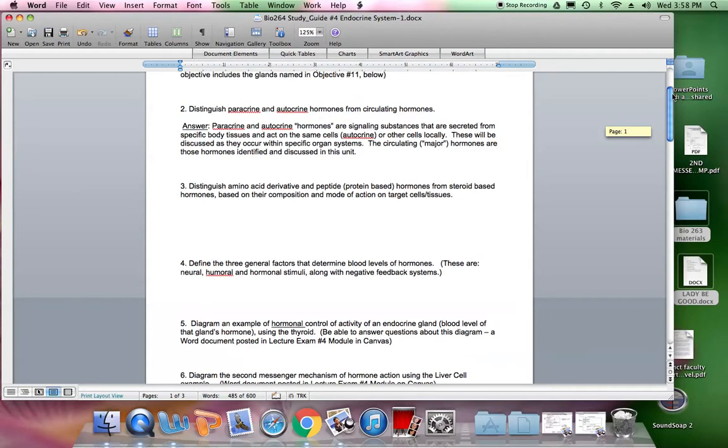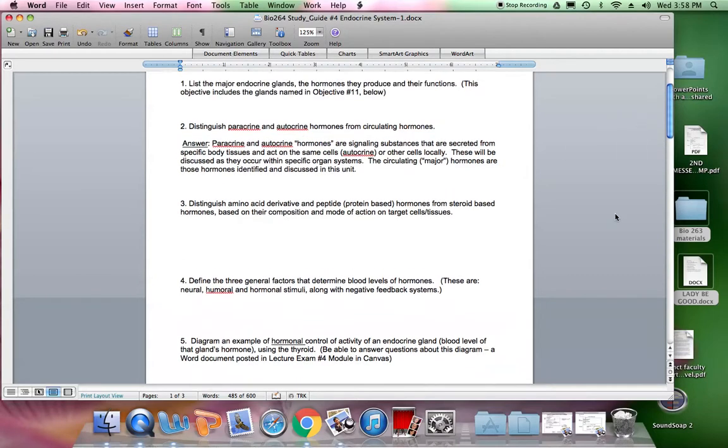All right, so now we're on number 2. Distinguish paracrine and autocrine hormones from circulating hormones. Here's the answer right here. Paracrine and autocrine hormones are signaling substances, and they are secreted from specific body tissues but then they act on the same cells. These would be called autocrine cells, or other local areas, and that would be a paracrine.